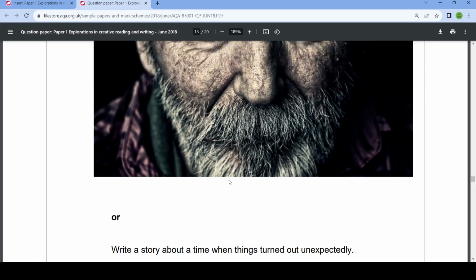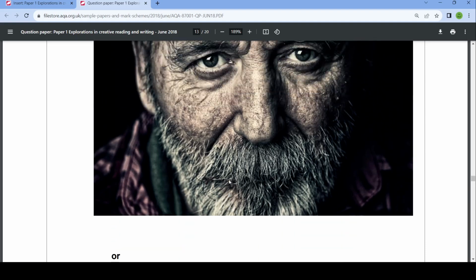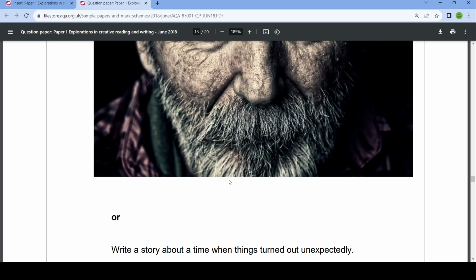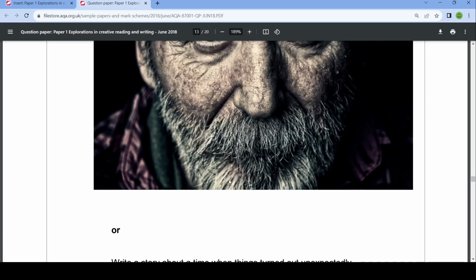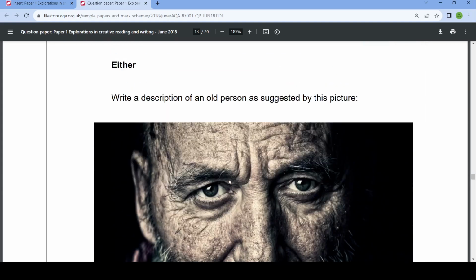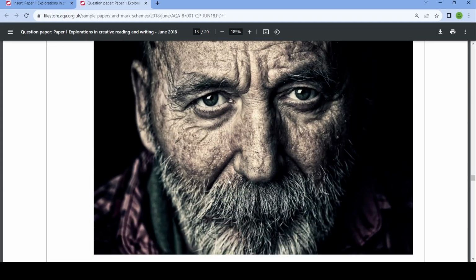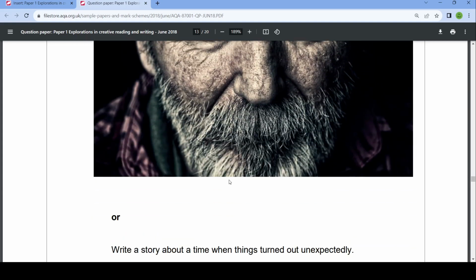Okay. And I mean, actually, in this case, the picture and the title are quite different. The point being that, and it doesn't even matter whether you write a description or a story, or you kind of combine the two. The examiner doesn't really know which question you've answered. You're really just being marked on your actual writing, the content, the imagination, your grammar.